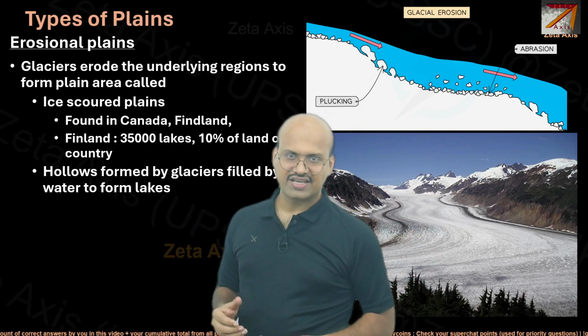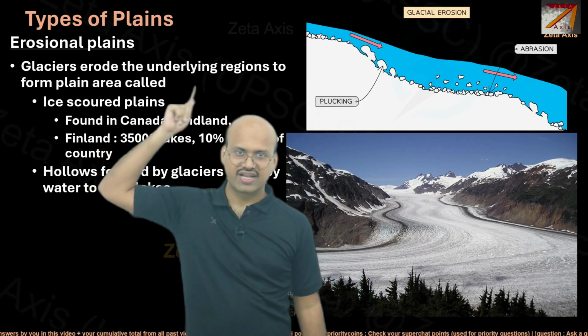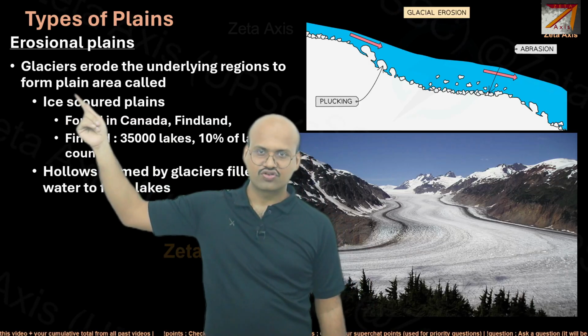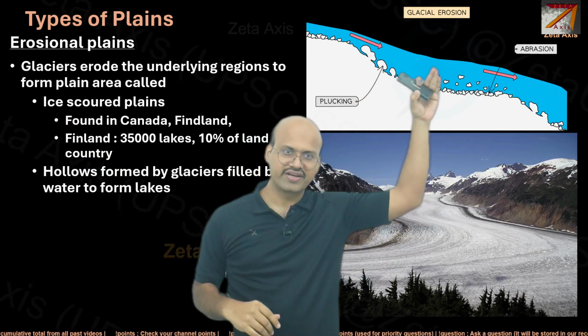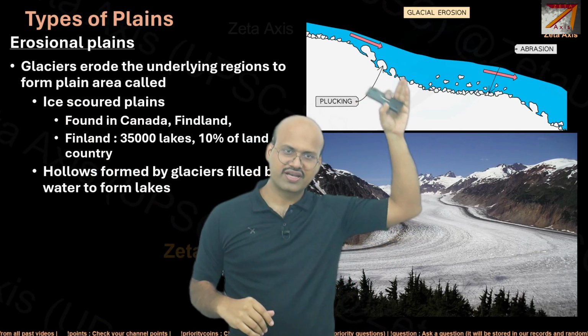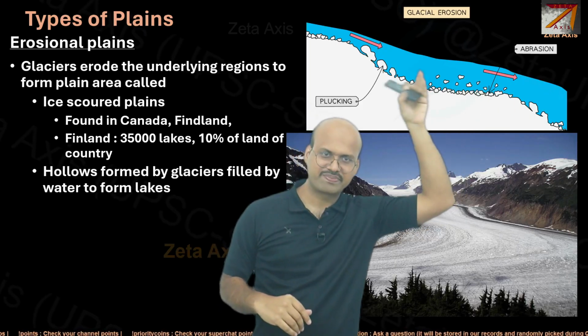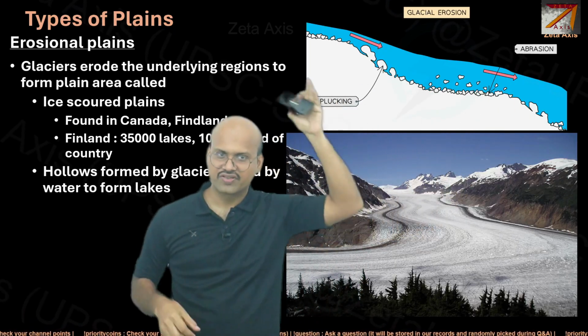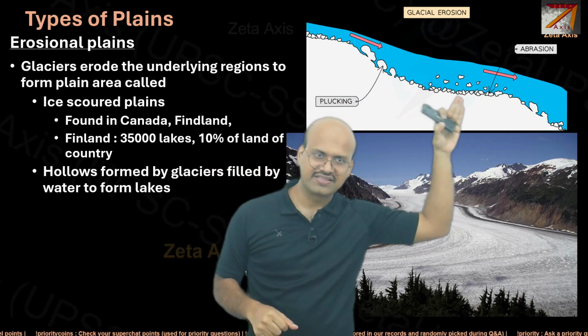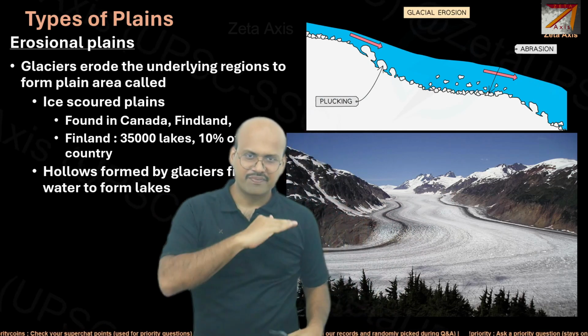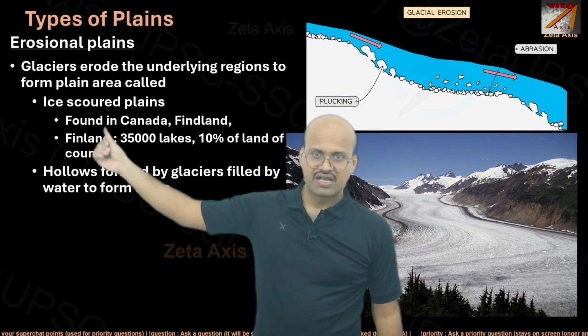So now we are seeing the glacier erosion. Glaciers erode the underlying region of the regions to form plain areas. Here we can see this blue color is the glacier, this is the mountain, and this is how it is eroding this region. It is plucking the fragments of the underlying rock. So over the time, this region will be lowered and a plain region will be created.